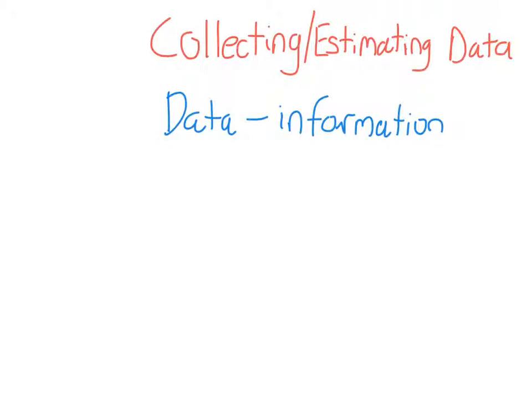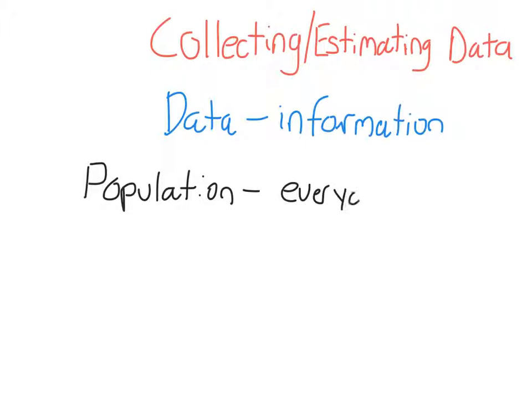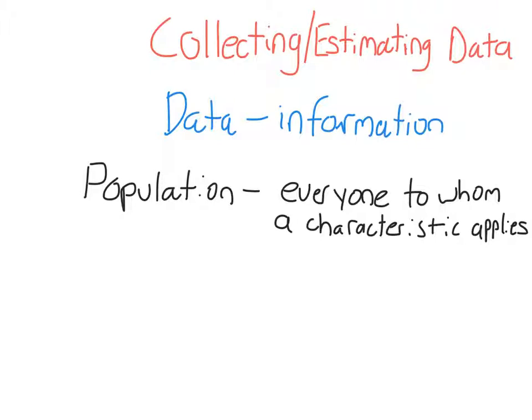So, firstly, to the collecting part. Now, we need to make sure we know a couple of definitions. The first one we have to look at is population. When we talk about population in statistics, we mean everyone to whom a particular characteristic applies. And if we talk about a sample, you've probably come across sample before. You might have got a sample of chocolate where you don't get all of the chocolates, you just get a few types. So a sample is just a subset of the population.